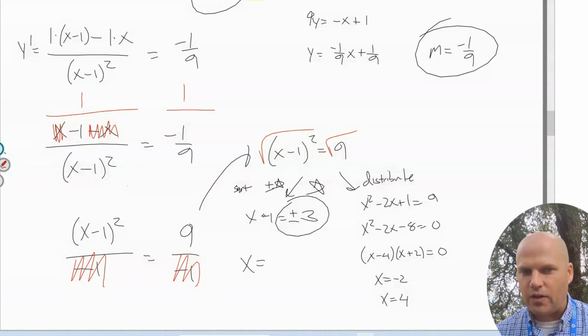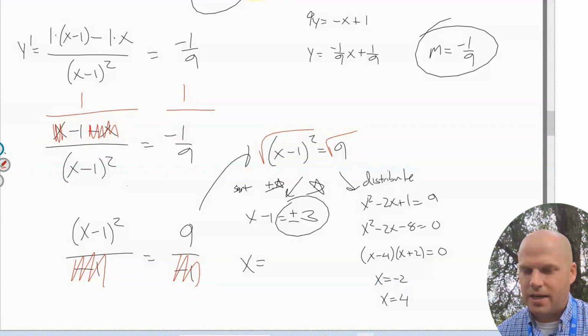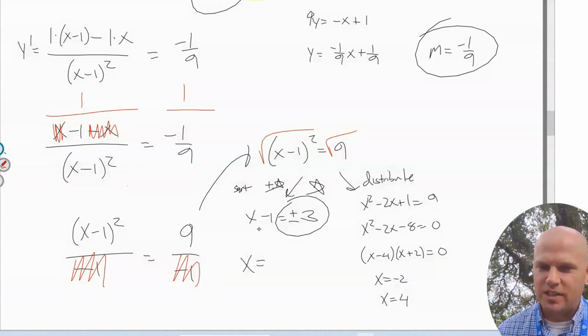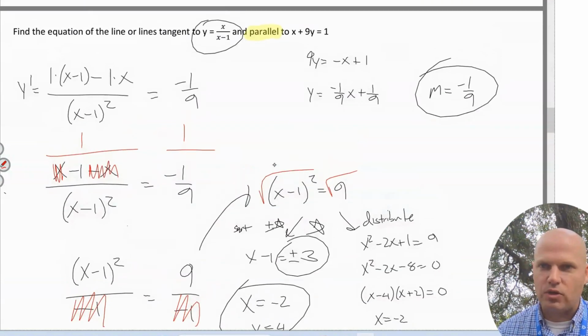This is the way I prefer. I think it's easier. I think it prevents mistakes. I think it takes less time, but I actually think distribution prevents the common mistake of just taking the square root of 9 and saying 3 and not remembering the plus or minus when you're square rooting. So regardless, there's our x values, but those are not the answers.